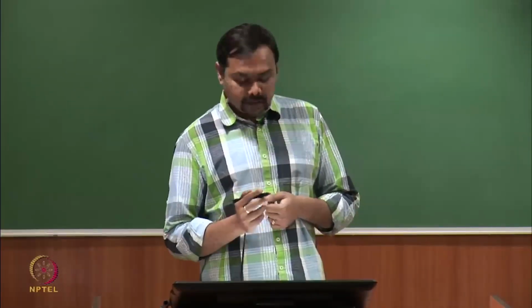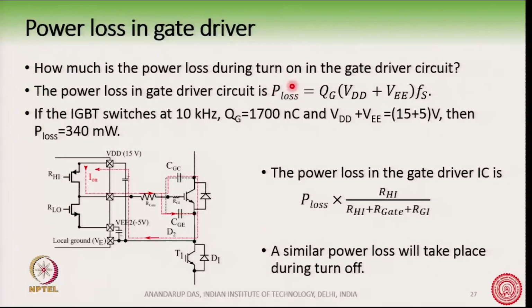Now, how much is the power loss? For example, during turn on the total loss will be Qg times the voltage through which it is transitioning, from VDD to the total voltage getting applied, and this is the total charge which we have taken, times the switching frequency. So, this will give you the total power loss. Suppose this IGBT is switching at 10 kilohertz, Qg is 1700 nanocoulomb and this total voltage is 20 volt, then the total loss happening is 340 milliwatt.